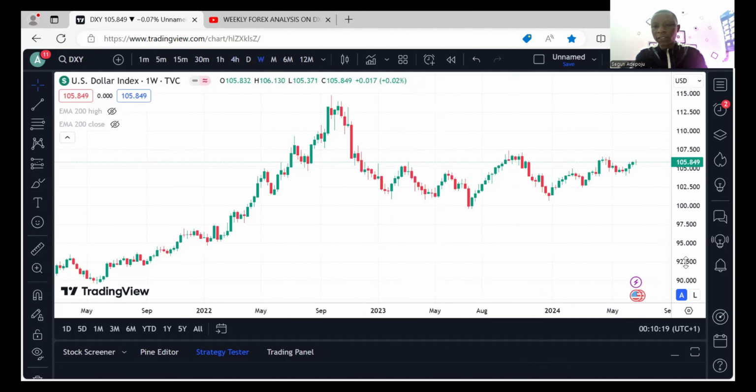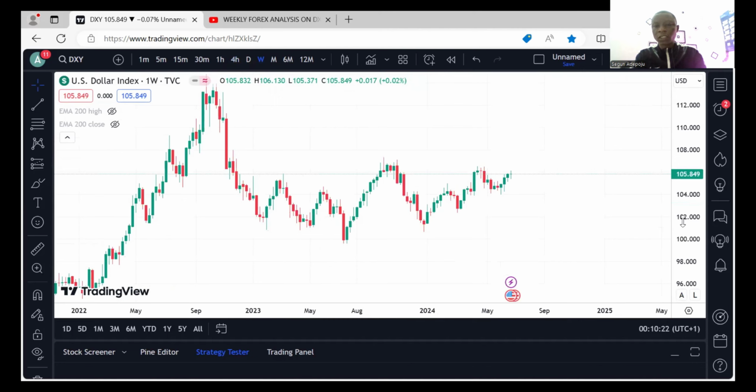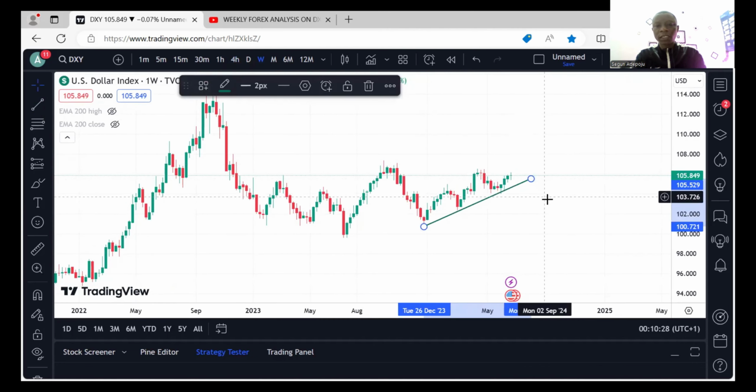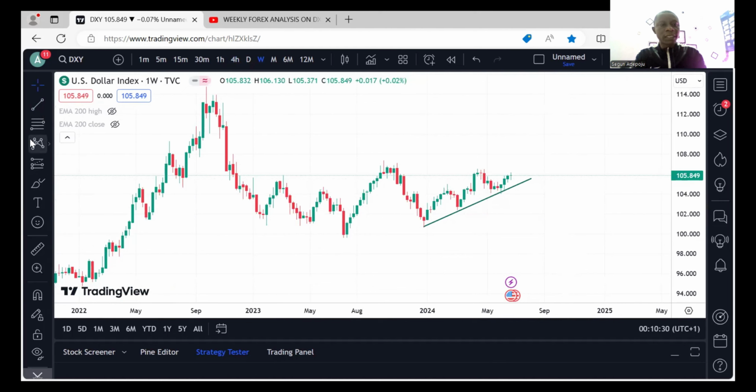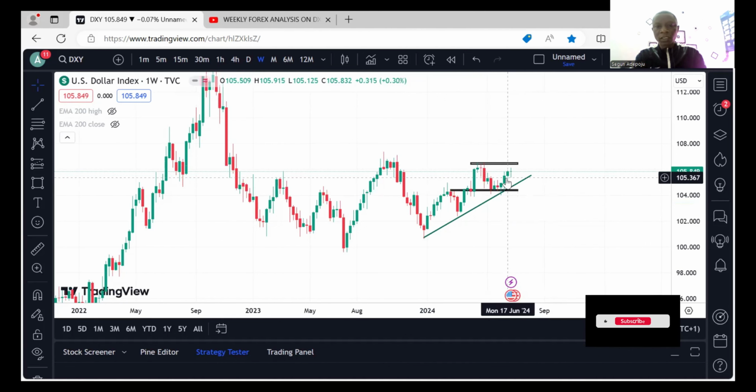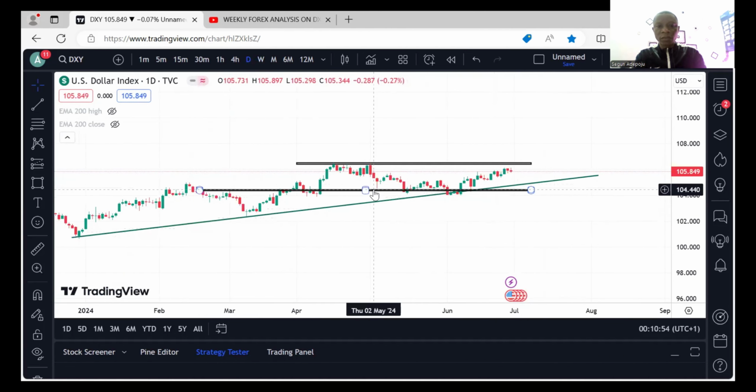On the weekly time frame, you can see the direction of the market: we are in an uptrend for some months now, so the market is seriously moving up. Let's see the key levels. This is the key level, and the market is trying to approach this level. Let's draw the support level too. This is the support level, so the market is going to move in between these, and when you go to daily, you can easily identify what the market is saying.